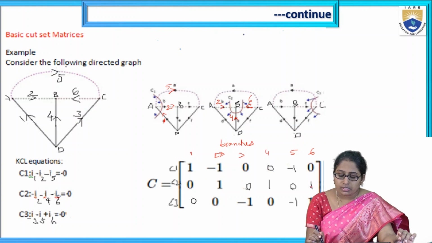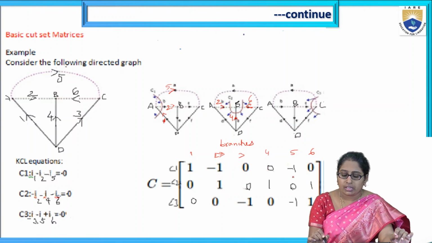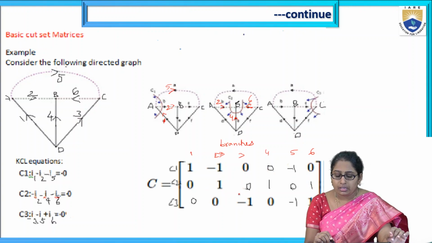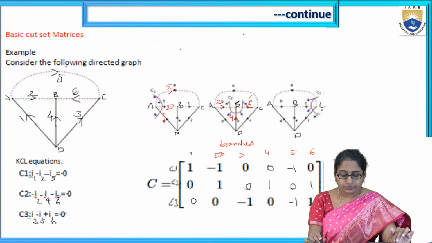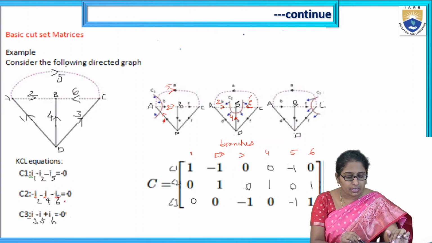So these are simply the first row, putting the coefficients here. Whatever is there, just simply put the coefficients here. Remaining values are 0. Next, cut set C3. Cut set C3, writing the KCL here.